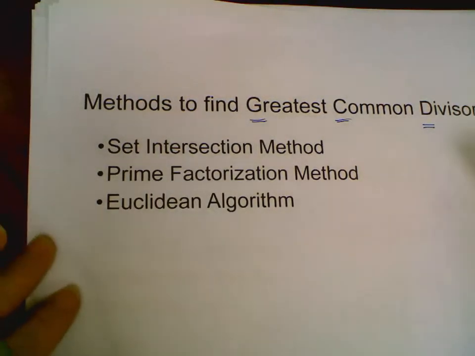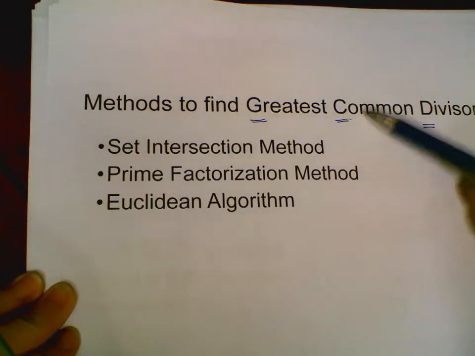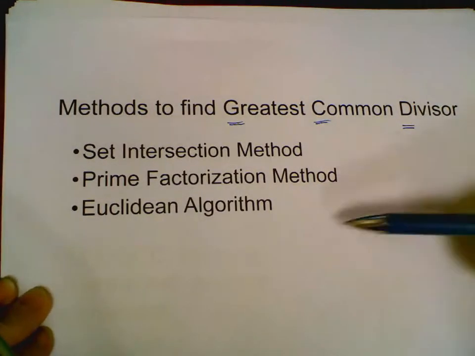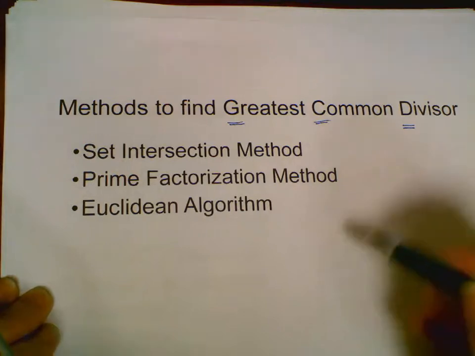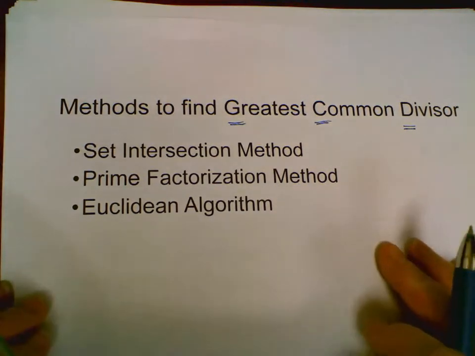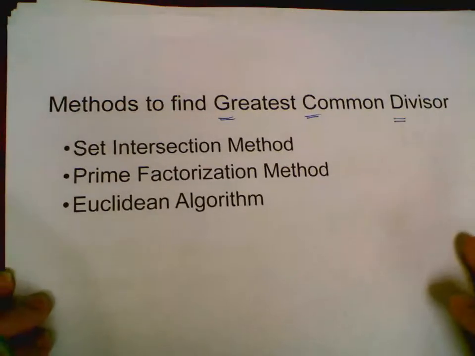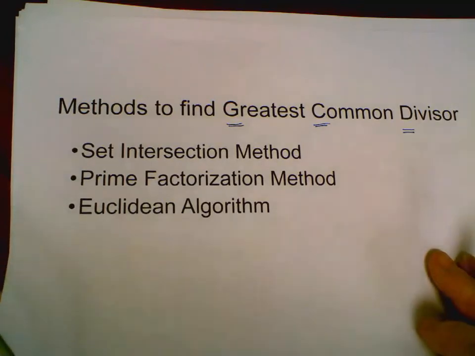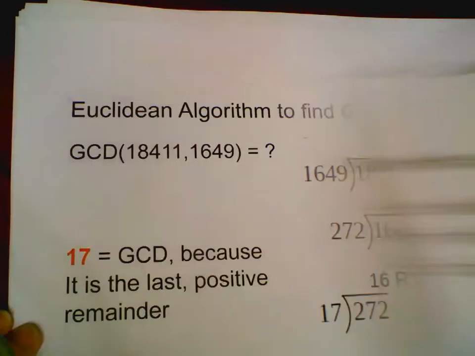Let's learn the third method for finding the greatest common divisor or factor. It's called the Euclidean algorithm method. It'll be very strange and new to you, I'm sure. It was to me when I first learned it a few years ago. I'll do two examples for you.